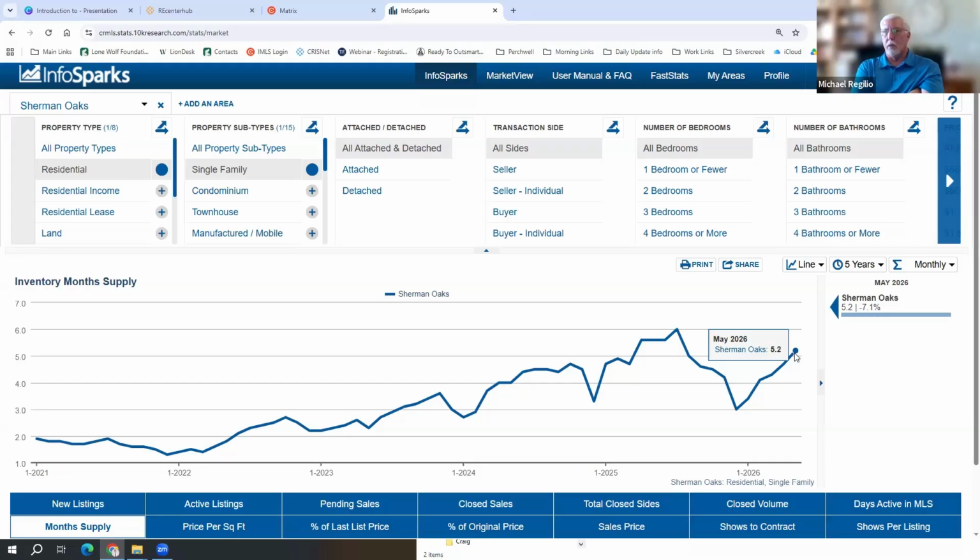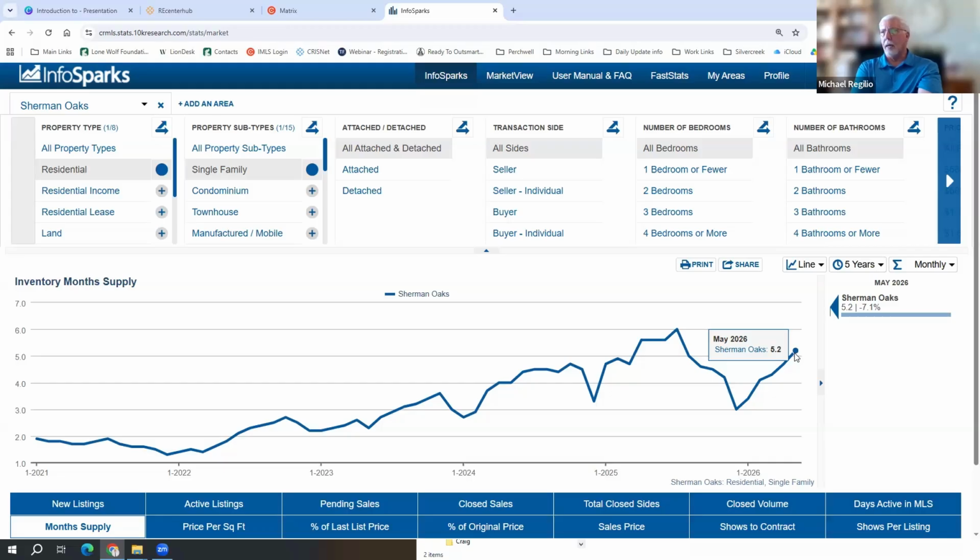And as we saw under new listings and active listings, the number of listings are going up every month. So this tells us that we're leaning towards a buyer's market, right? It's a little bit towards a buyer's market, meaning that buyers have more options. Sellers have more competition, so they have to be better priced, in better condition, with better features and benefits in order to compete with all of the other inventory out there.